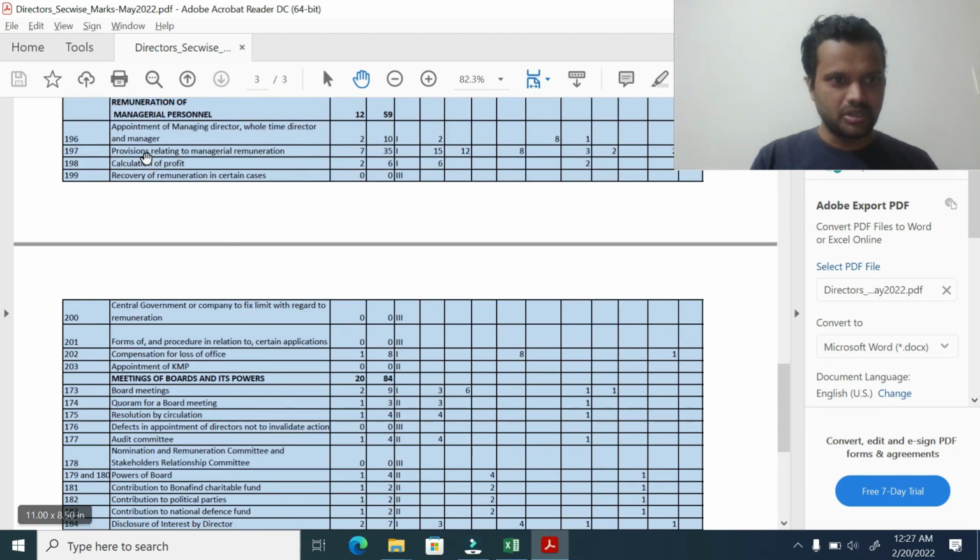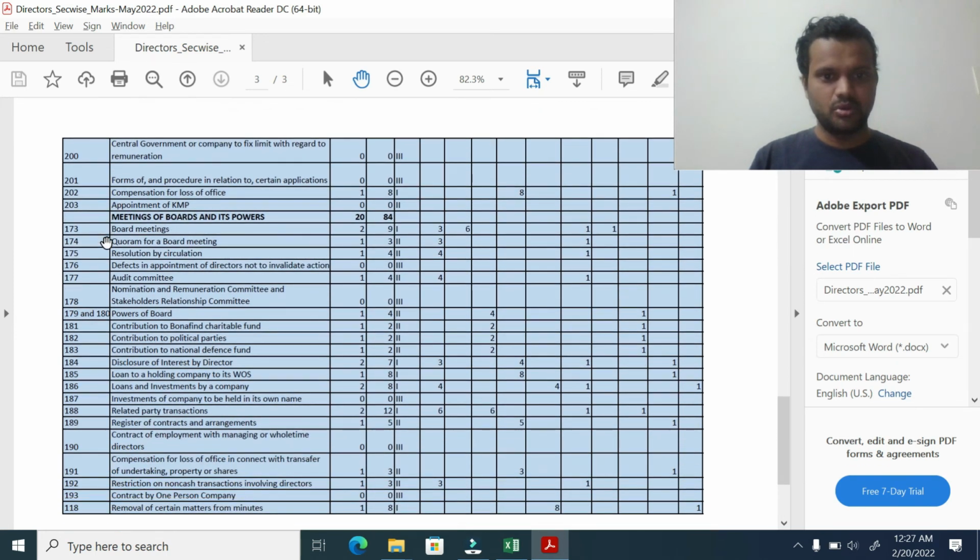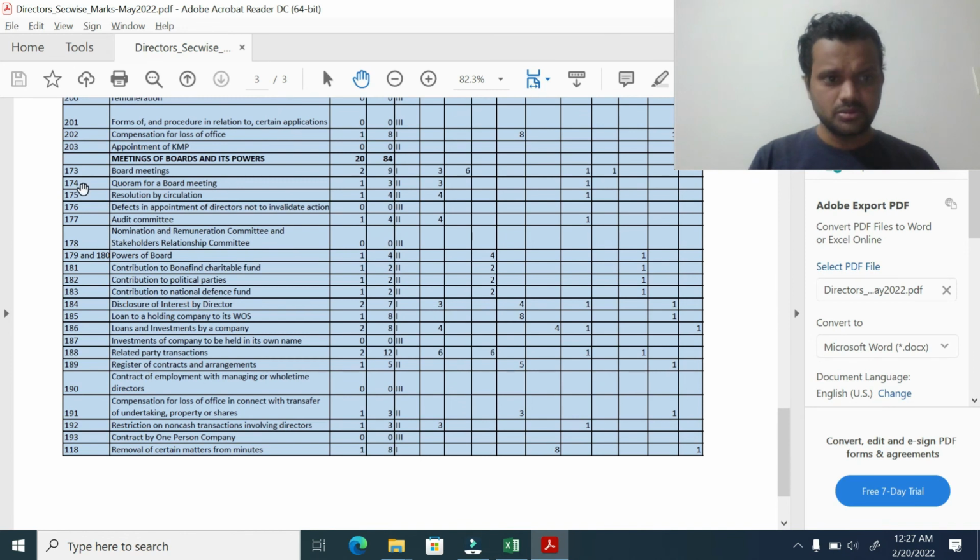And appointment and remuneration, if you can see one more example here, Section 197, provisions related to managerial remuneration, 35 marks were asked, the highest. You should not even skip this particular section. Section 197 and Section 198 are both very, very important. Similarly, meetings of the board and its powers. Each section is there again. And if you see related party transactions, 12 marks were asked. And if you see board meetings, 9 marks were asked, very, very important. So you can go through this. This entire spreadsheet is self-explanatory.